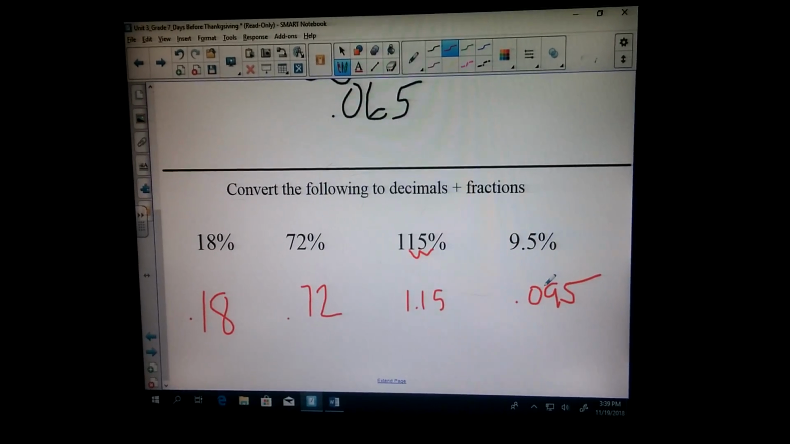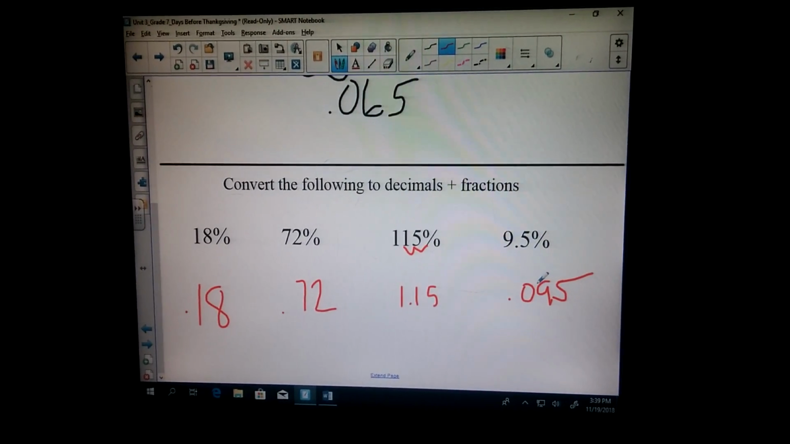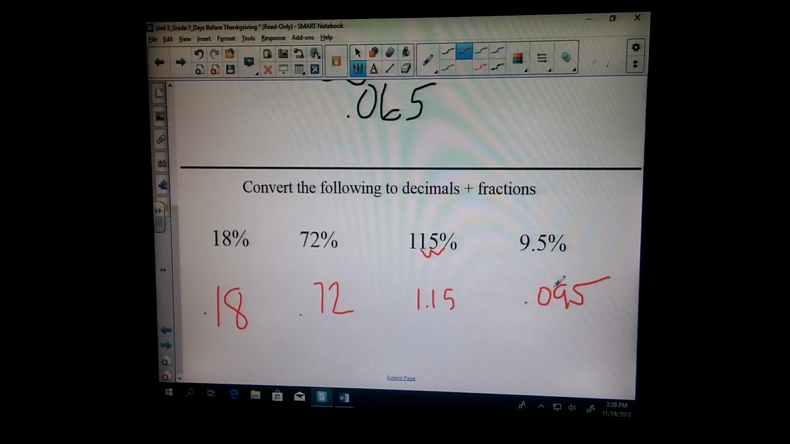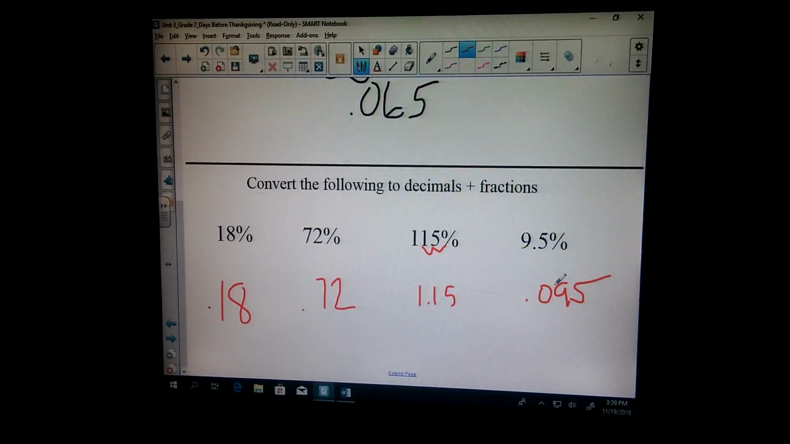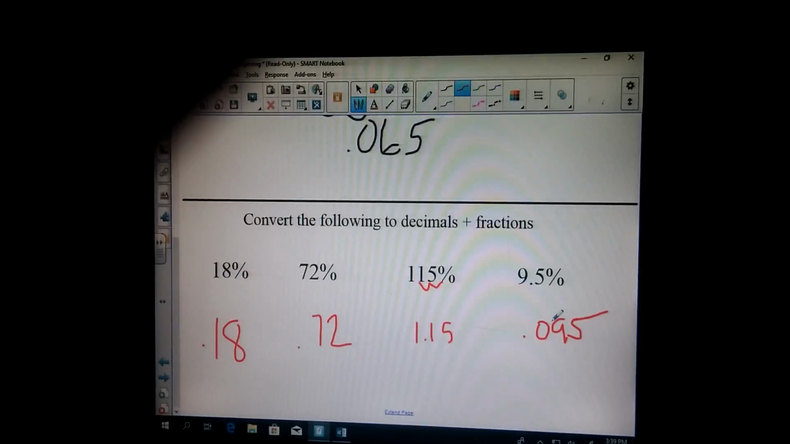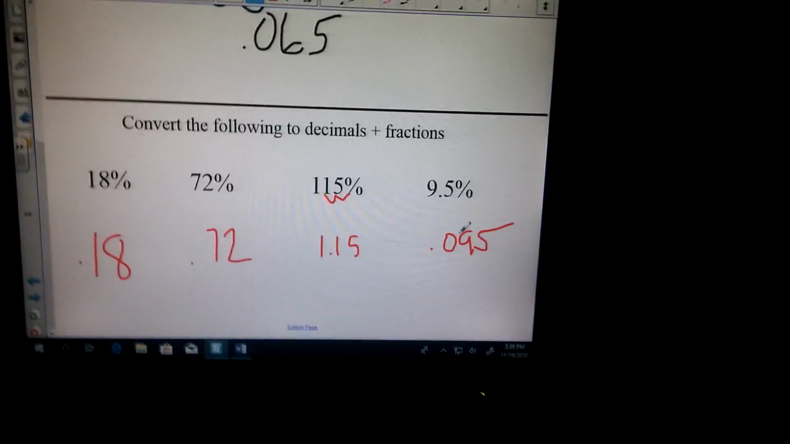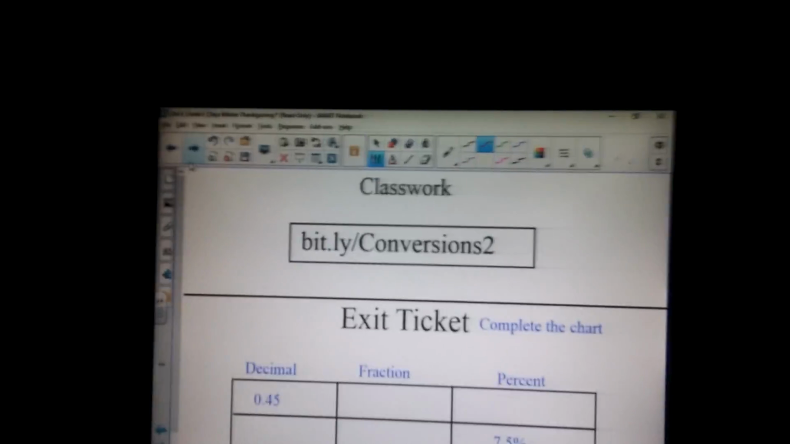Okay, here they are. The only one you may have had trouble with is 115%, and you got to remember that is more than one whole. So you move the decimal over twice, it's 1.15. 9.5% is 0.095.